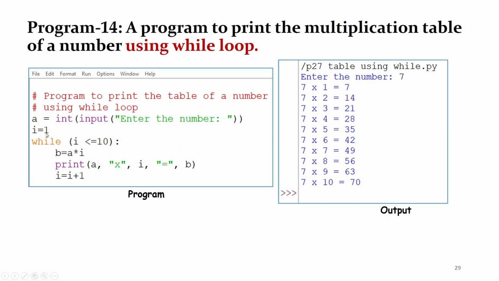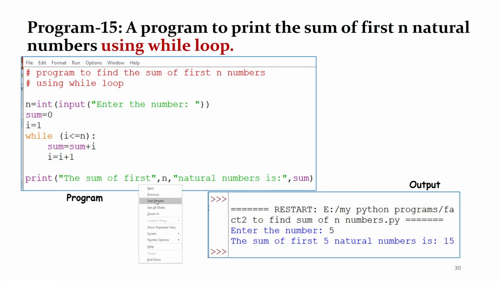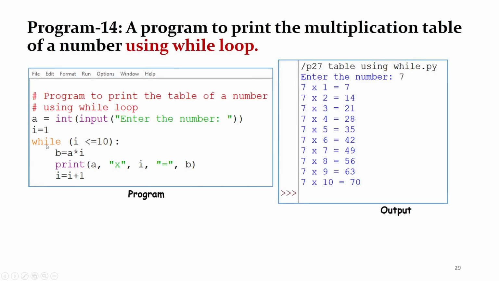Then I have initialized, this is the initialization, I equal to 1. The counter variable has been initialized by 1. Then while, and then the condition, I is less than or equal to 10. Here I have taken less than or equal to 10.